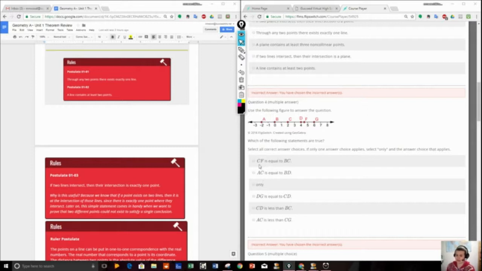Now I'm looking at the first statement. It says the distance of CF is equal to the distance of BC. Okay, so let's first go through and find all of the distances for these segments. So C to F would be 1, 2.5. So CF is 2.5. Is that equal to BC? So BC is 1, 2. No. So that one is not correct.